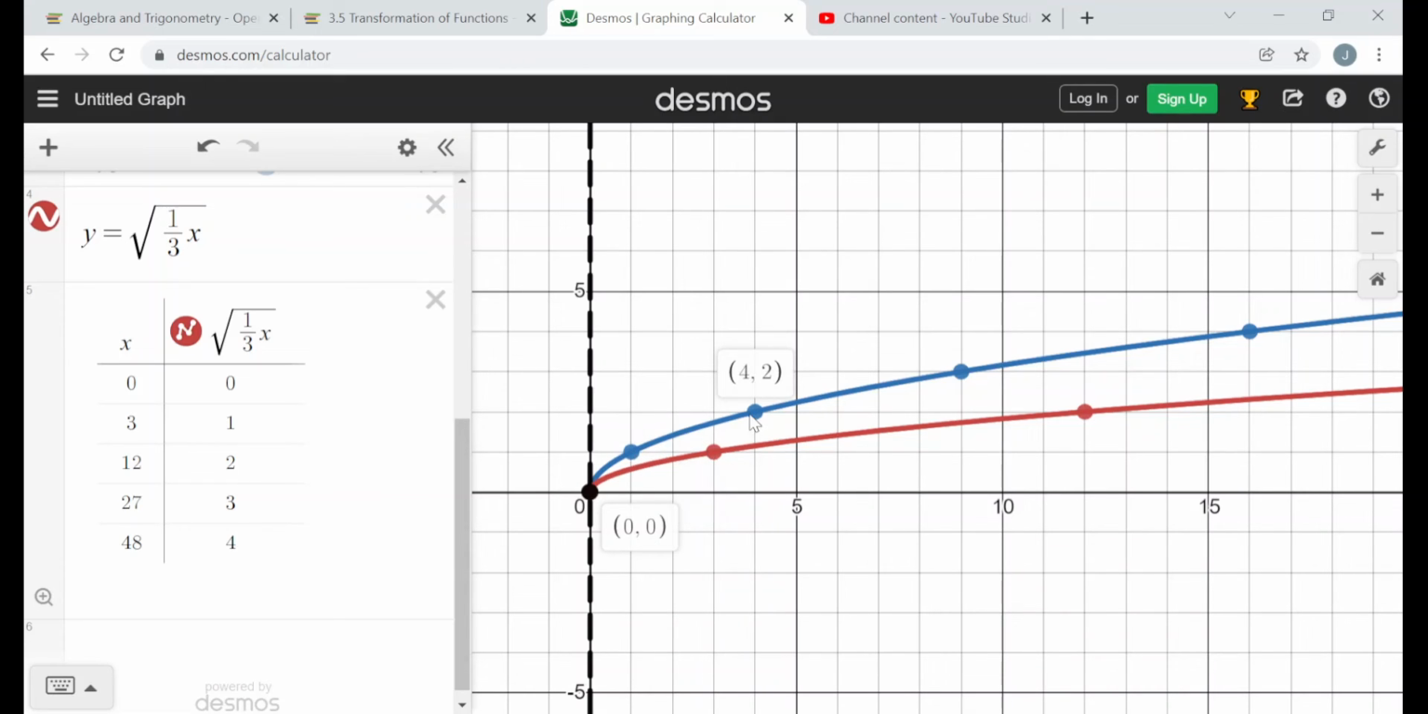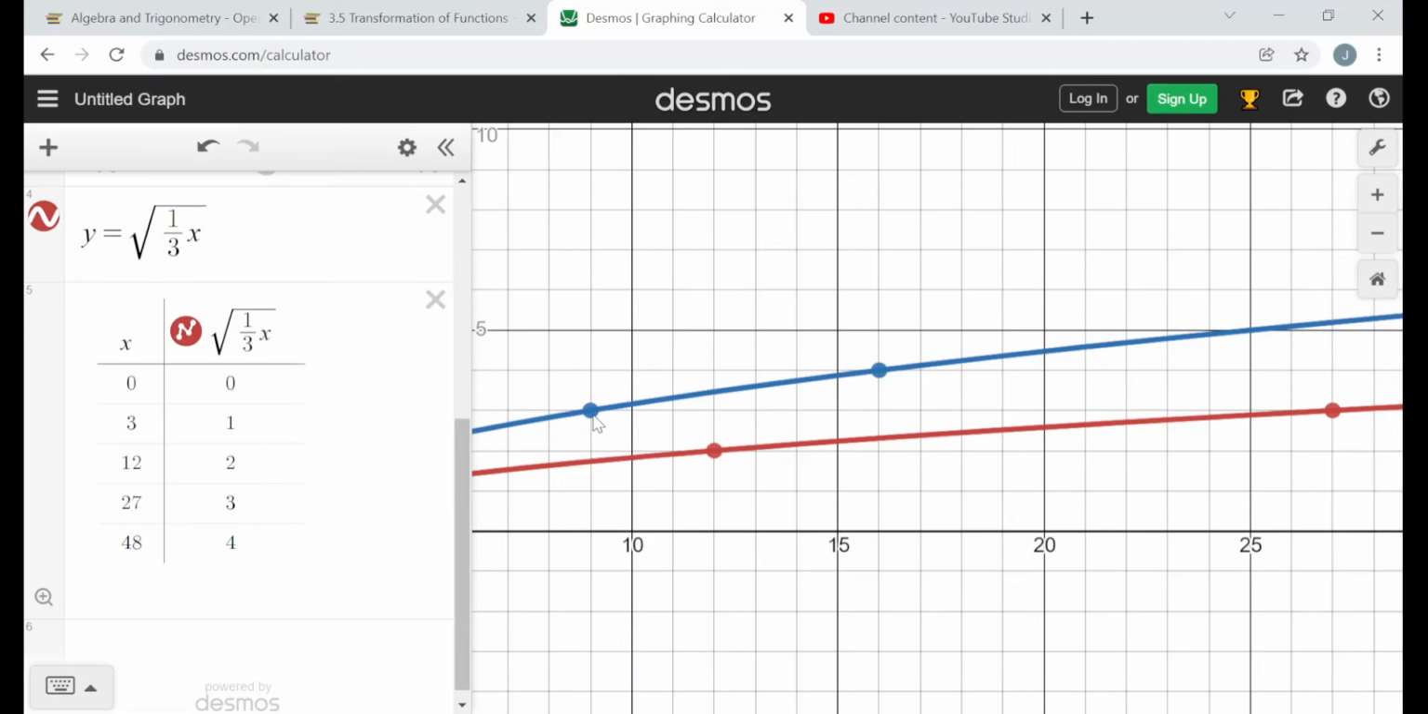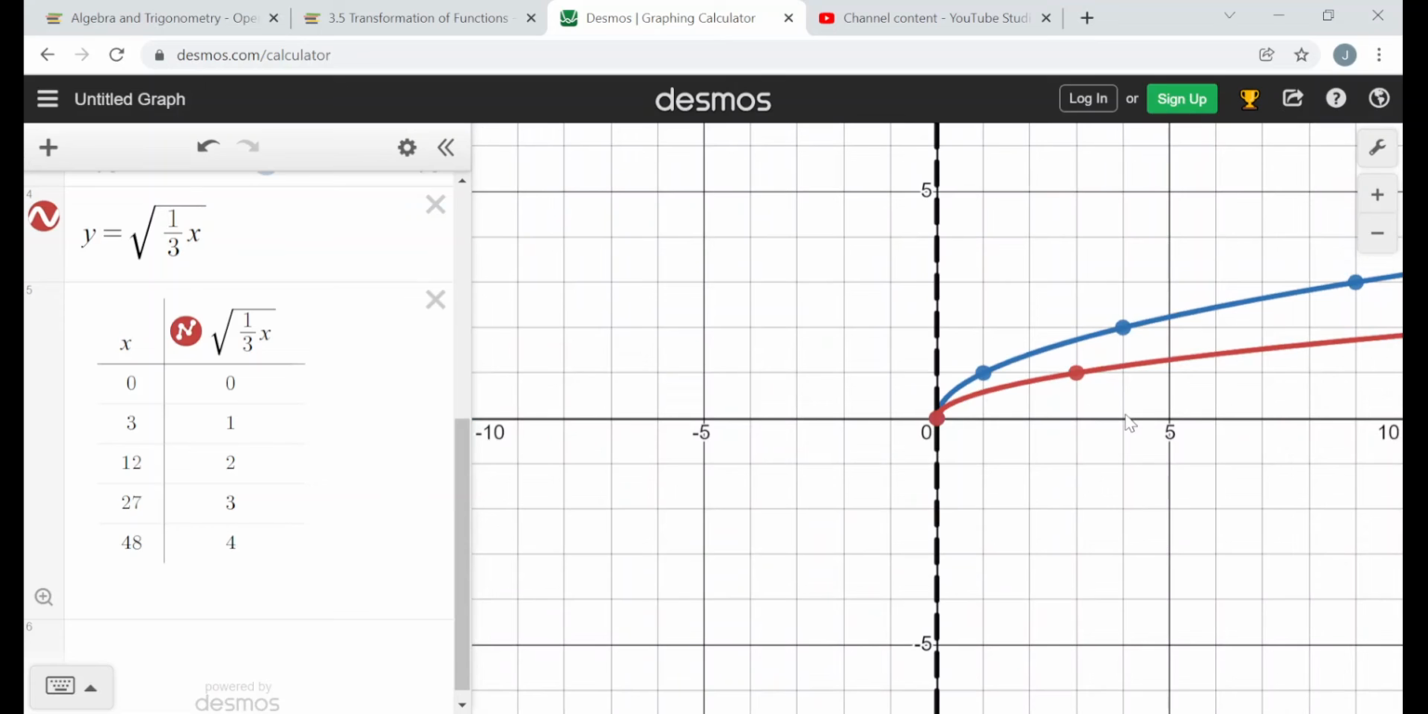Here's 4, 2 on the blue graph. There's 12, 2 on the red graph. 4 units away and then 12 units away. Triple the distance, a stretch by a factor of 3 horizontally. Here's 9, 3, 27, 3. 9 units away from the y-axis on the blue, 27 units away from the y-axis on the red. 3 times the distance, stretched by a factor of 3. But it's just as simple as replacing x with b times x, where b is the reciprocal of the factor you want to stretch or compress by. It's really that easy if you get the hang of it.